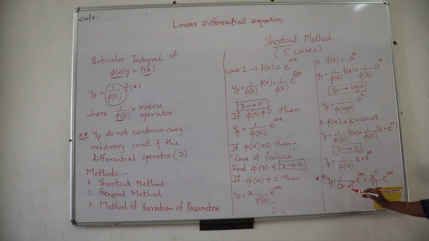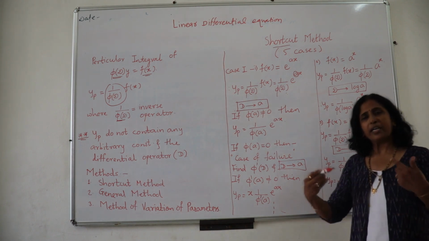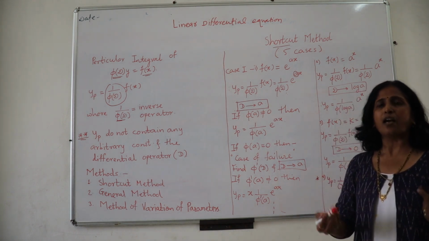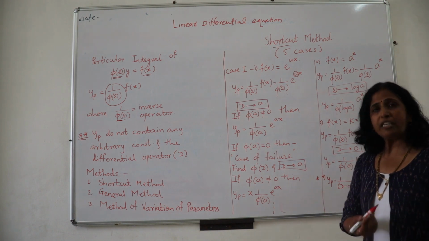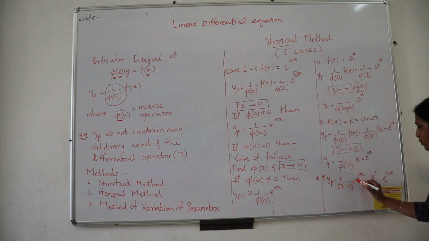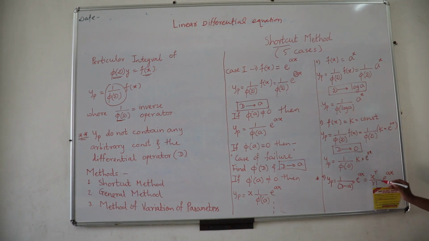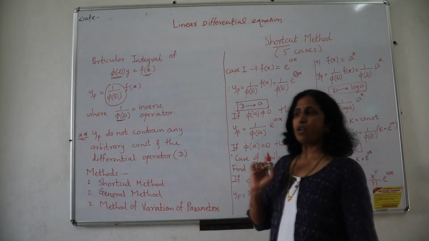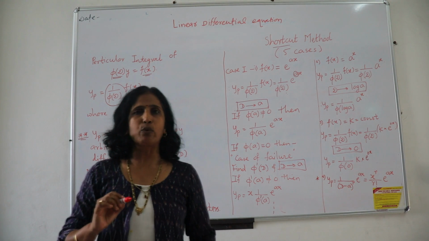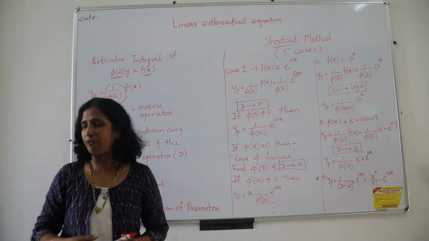This will become the case of failure. I have to find the derivative. Again I will replace D by a. Again it is a case of failure. How many times will it take place? r times. So instead of doing this, directly apply the formula: x raised to r upon r factorial into e raised to ax. So this is all about the formula and some of the theoretical part or concept we have discussed.